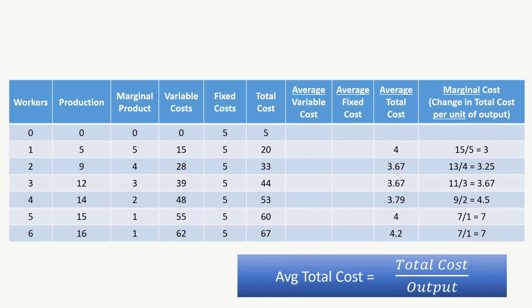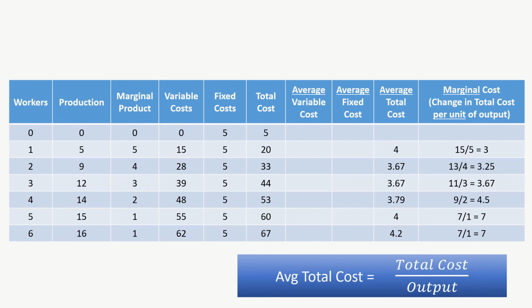Same thing for the second worker. The total cost of having 2 workers who produce 9 doodads is 33. That's an increase of 13 from that second worker. That worker produces 4 doodads, so the increase in cost is 13, but we want to work out the marginal cost of one doodad, so divide by 4 and you get a marginal cost of 3.25. You can fill in this information in the table.